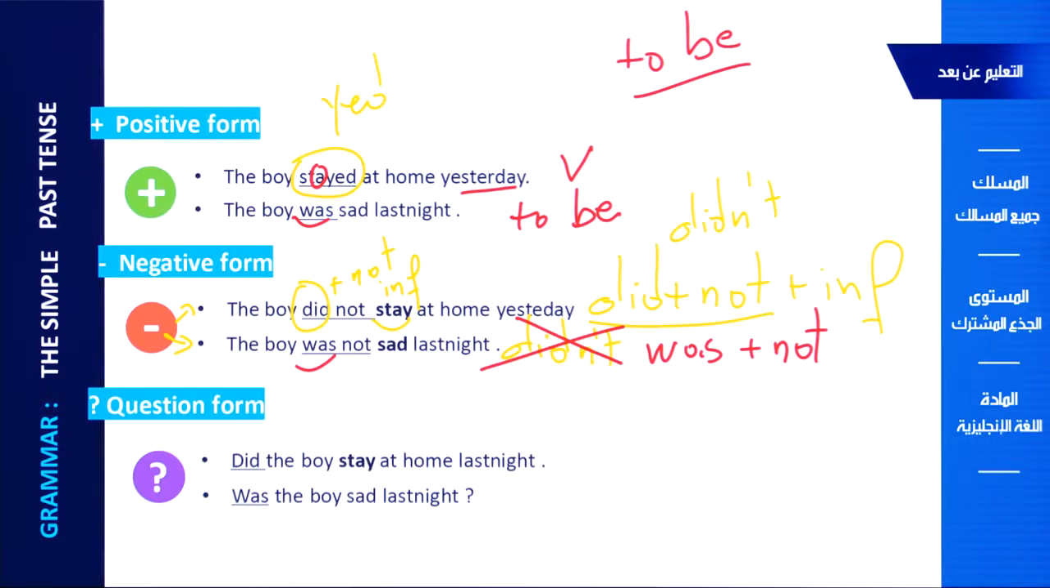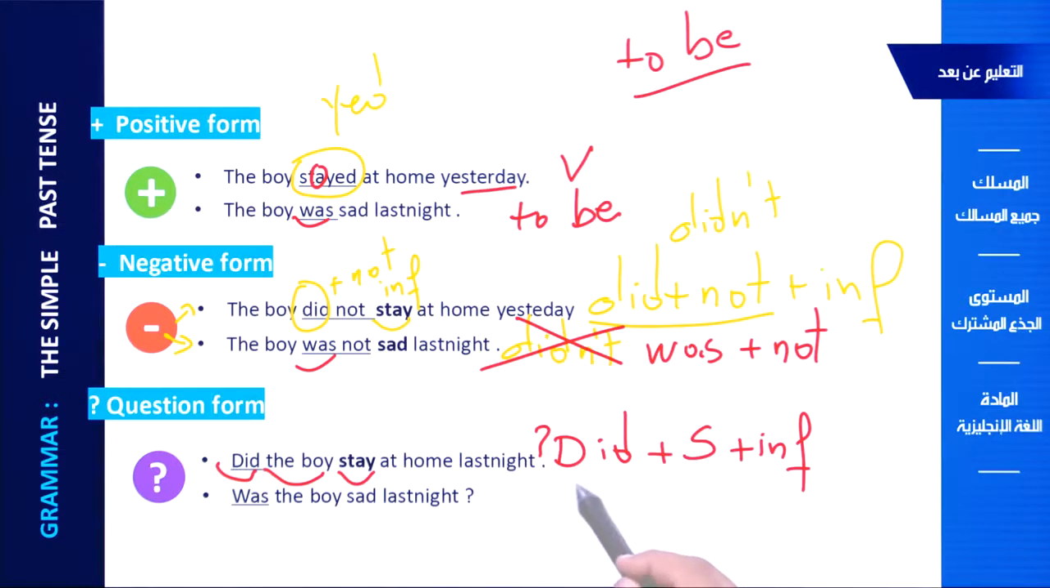So if this is clear, let's proceed and see how to form the question form in English. The sentence is did plus the boy. What is the boy? A subject, plus stay. So what is the form? The form is did plus subject plus infinitive, and of course a question mark here. I forgot to put it under the period. So: did the boy stay at home last night? This is did plus subject plus infinitive.